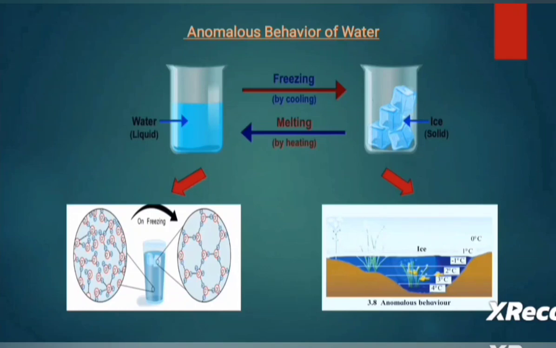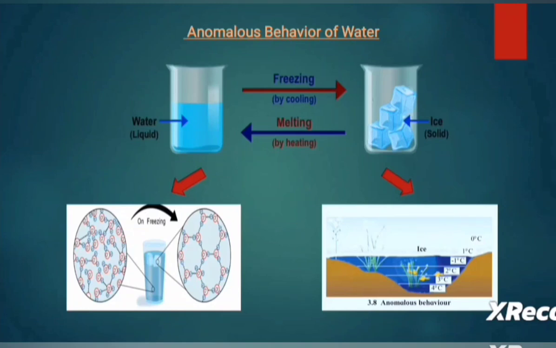So let's understand by one activity the anomalous behavior of water. For the activity, keep a glass full of water in the fridge for 5 to 10 minutes. Then take it out and observe it carefully. We see that the water has frozen, but from which place does it start freezing, top or bottom? This is a question. It starts freezing from top to bottom, and the density of water is peculiar.